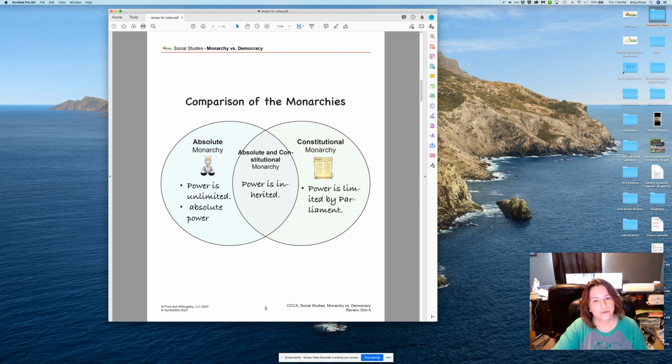A constitutional monarchy, same thing. It's one person, typically a king or a queen, but their power is limited by parliament. So it's a little different, not a lot. But what both of them have in common is their power is inherited. So they typically become the next queen or king when their father or mother passes away and passes the title on to them. Now, if the parent doesn't have any children, they could pass it on to a niece or nephew or something. But it's inherited.